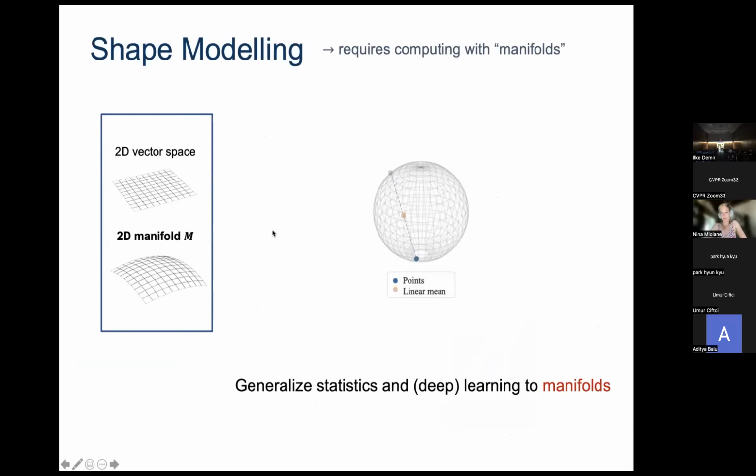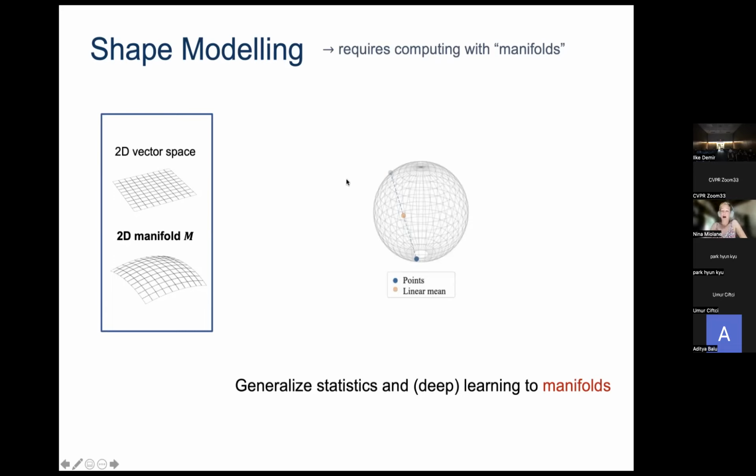What can we do with manifolds? Let's think about generalizing basic operations, for example, generalizing the definition of a mean on a manifold. In the center of the screen, I put the sphere. The sphere is one example of manifolds that we had just before. It can represent the shape space of triangles. One point of the sphere is the shape of a triangle. You can also think of it as one point of the sphere being a shape motion.